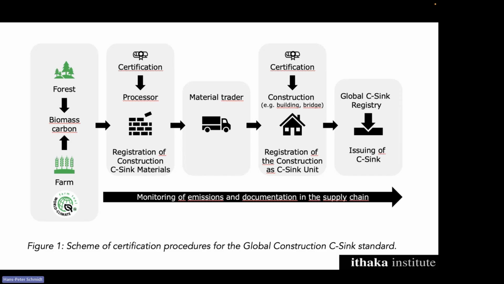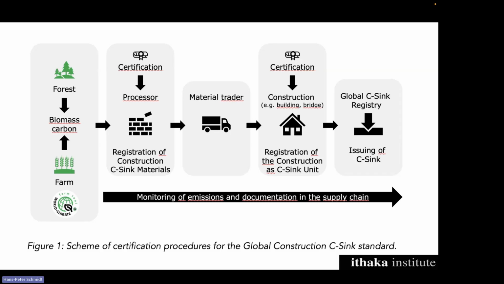But it may also come from farming, like straw materials, or like bamboo, or like other fast-growing biomass that can be compressed into building materials or transformed, for example, through pyrolysis into building materials. So this entire sector of biomass is part of the certification scheme, and you will see how this works. So that means we have to look that this biomass is produced sustainably, and that all emissions caused by the production of the biomass are accounted for.